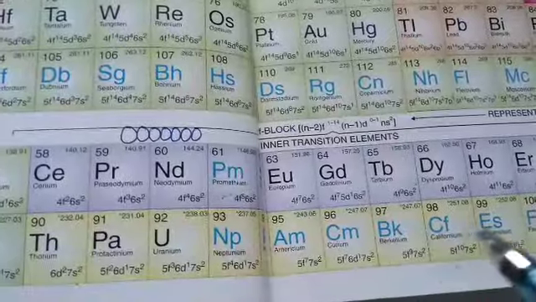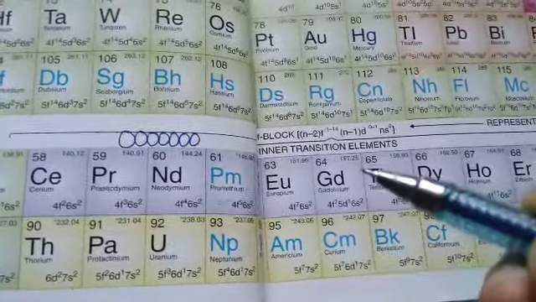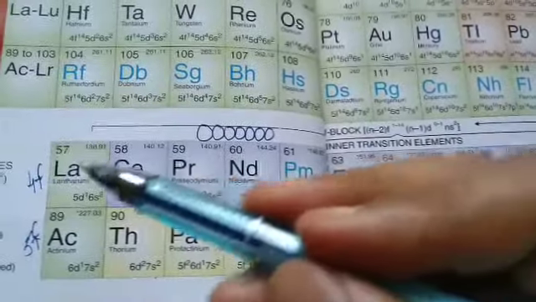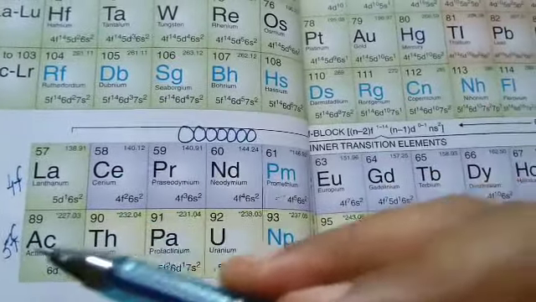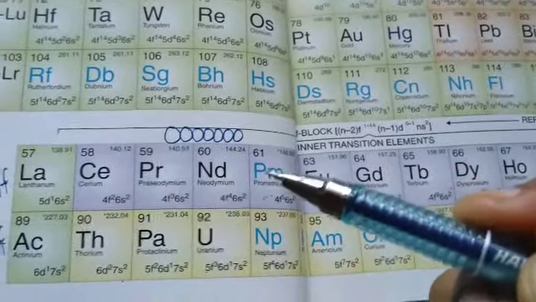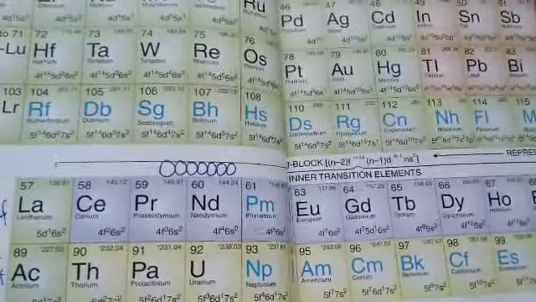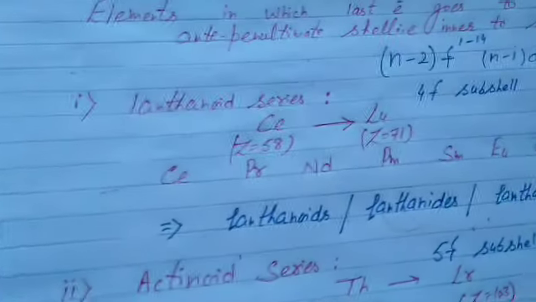All actinoids are radioactive. At last, we will compare lanthanoids and actinoids. Two points: in lanthanoids, the electron goes to the 4f subshell; in actinoids, the electron goes to the 5f subshell. Second point: in lanthanoids only promethium is radioactive; in actinoids, all are radioactive.